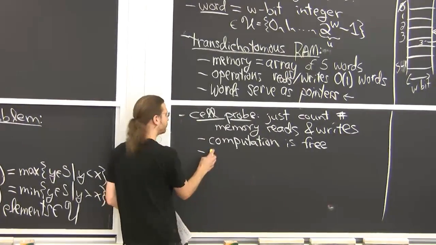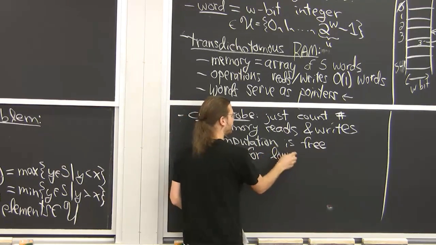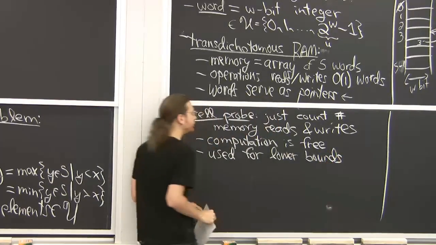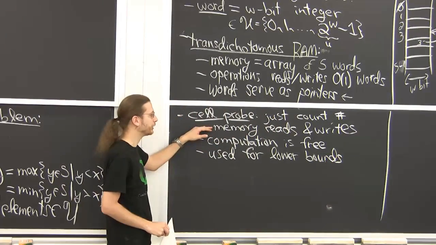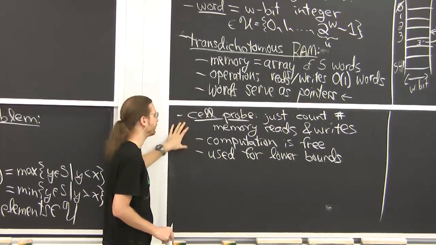This model is just used for lower bounds. It's not a realistic model, because you have to pay for computation in the real world. But if you can prove that you need to read at least a certain number of words, then of course you have to do at least that many operations. So it's nice for lower bounds.